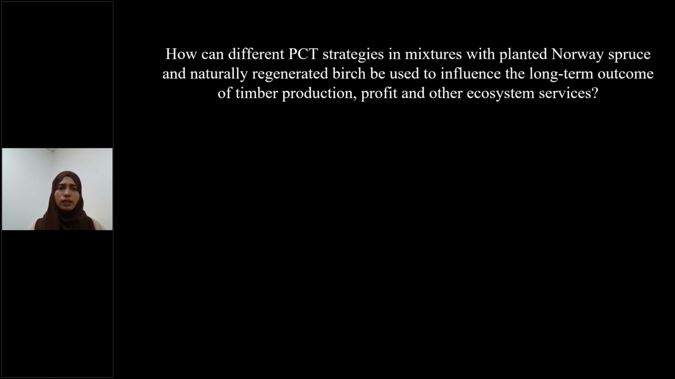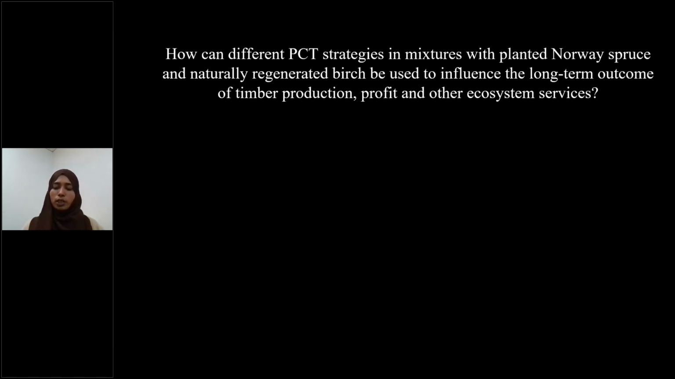But there is very little scientific evidence for Norway spruce on how this timing affects the long-term production or economy of Norway spruce. There are a few studies on Scotch pine, but not on Norway spruce. So we wanted to test how the timing affects the long-term production of Norway spruce.